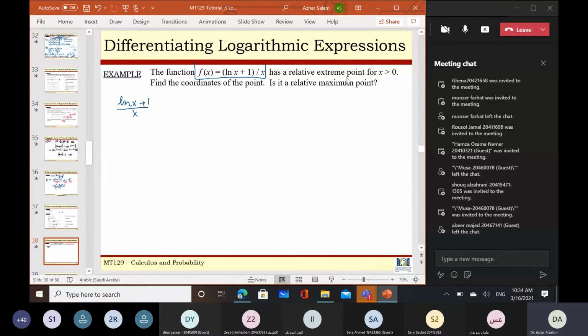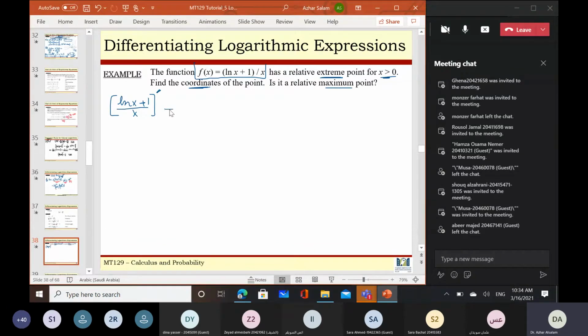Has a relative extreme point. Extreme, it could be minimum or maximum for x greater than 0. Find the coordinates of the point. Is it a relative maximum point or not? The question here is to find the maximum or minimum point for this function. So I have here to find the derivative for this function.